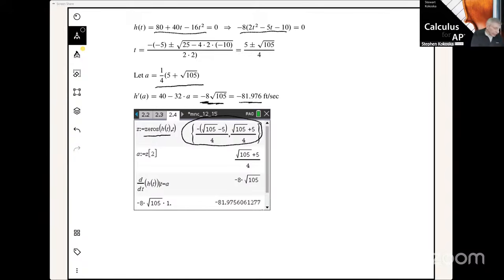And look what I've done here. I took the second value in this list. That's the positive value of t. I evaluated the derivative at that value, a. There's the analytical expression that I got. There it is, right there. There's the numerical expression. That's pretty cool.